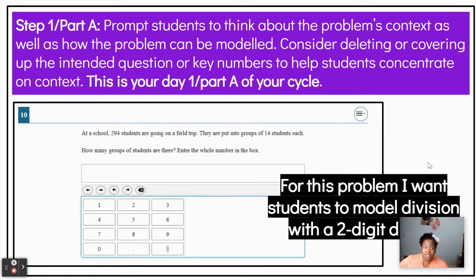This is going to be your day one, part A of your cycle. It is really important not to skip this step. And as teachers, sometimes we just want to see if students can get to the correct answer. But remember, the purpose of a problem of the day cycle is to concentrate on how to be a better problem solver. It is not to concentrate on how to get to the correct answer. So in order for us to help our students to be better problem solvers, we have to get them to pause, slow down, and look at the context of the problem.